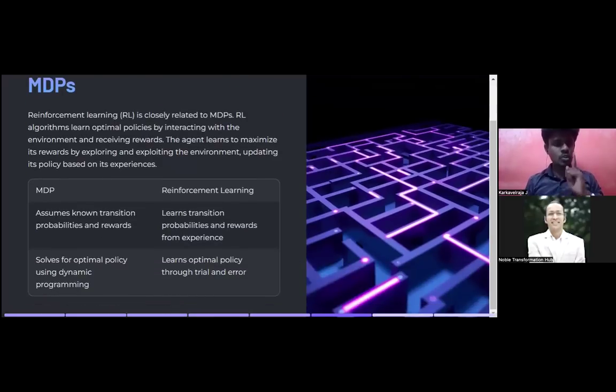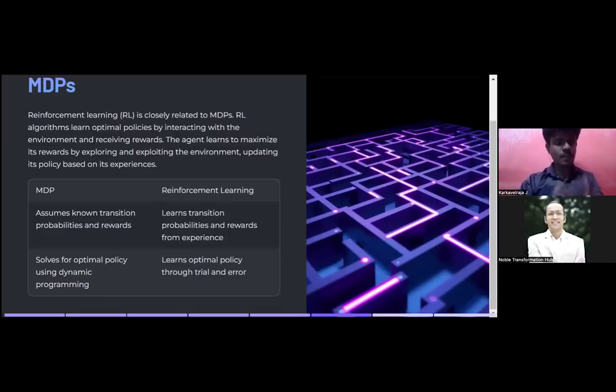Okay, let's see. MDP assumes known transition probability and rewards. Reinforcement learning learns transition probability and rewards from experience. Okay, this is the difference. In MDP, it is a mathematical model, so there are going to be lots of assumptions. But in reinforcement learning, there is some kind of past experience. All the decisions are taken based on the data. That's the major difference, whereas in MDP, it's an assumption. So let's see the next one.